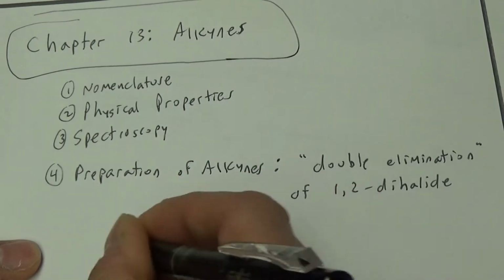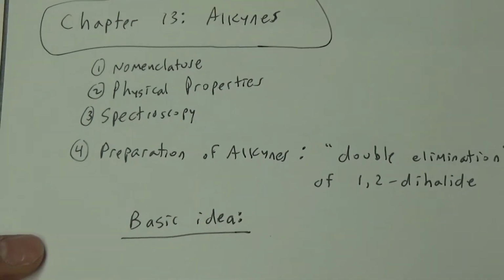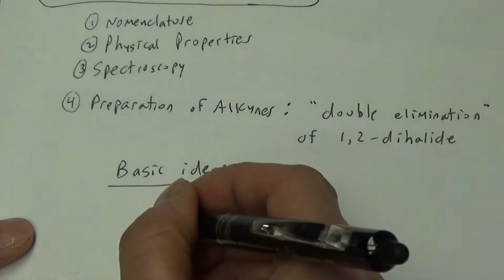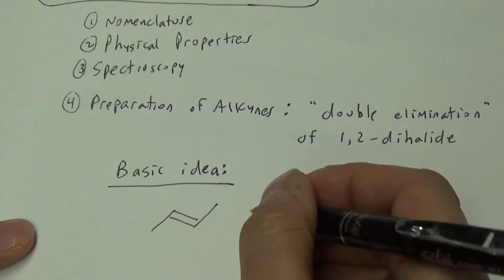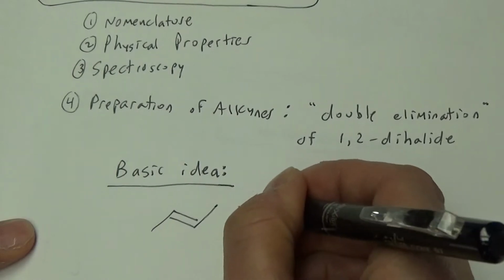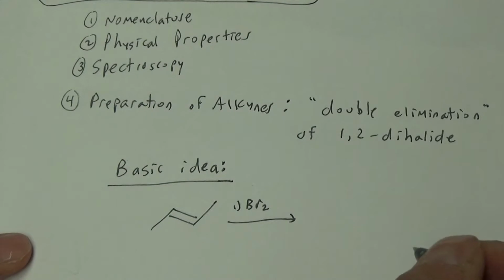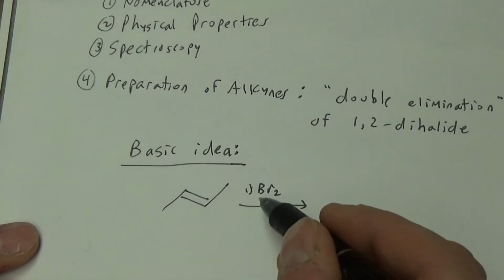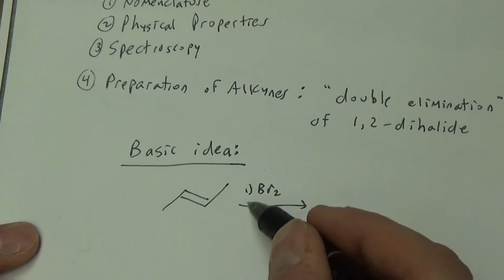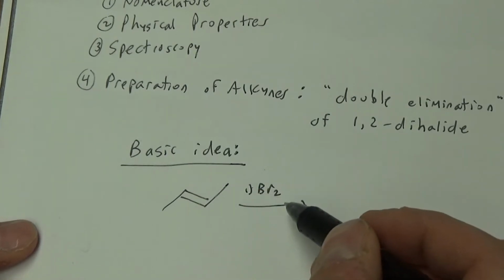And this uses a little bit of your alkene knowledge. So the basic idea would be, if I have an alkene, just for an example, and I react with Br2. Okay, and what does that do? It makes the dibromide, right? It goes bromine, bromine. It's one of the alkene reactions from chapter 12.